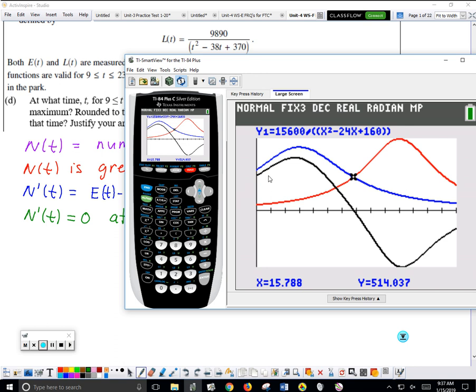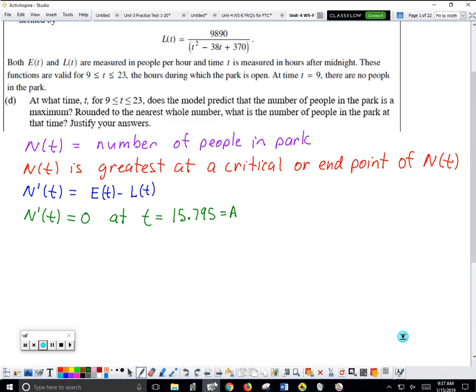So when the blue is greater than the red, n prime is going to be positive. The number in the park will be going up. Right here, when the blue and the red are exactly the same, the number in the park won't be changing because the rate coming in will be exactly the same as the rate going out. That's why the 0 is at that point. Okay, question. Awesome. Back to your writing.